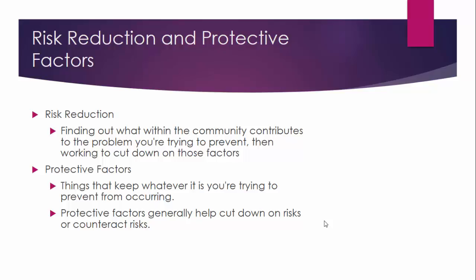And protective factors are the things that keep whatever it is you're trying to prevent from occurring, and they generally help to cut down on those risks or they actually counteract those risks. The example given in your readings was substance abuse among young people. In this example, the risk factors are the elements that cause or lead to the behavior: the economy, availability of substances, family issues, or peers who happen to use drugs. The protective factors are the things that counteract those risks or prevent them from occurring, which is positive role models, employment, or availability of drug free activities.